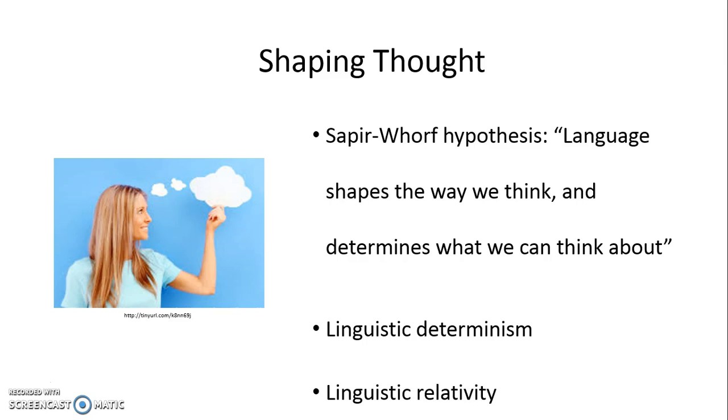Essentially, our entire world and how we think is limited to our vocabulary. If we don't know a word for a particular experience, then we can't share it with other people. We can't even understand it because there's not a word for it. Now, this view is known as linguistic determinism.